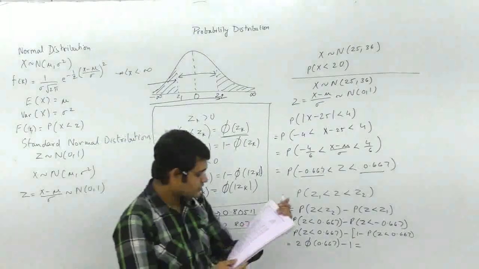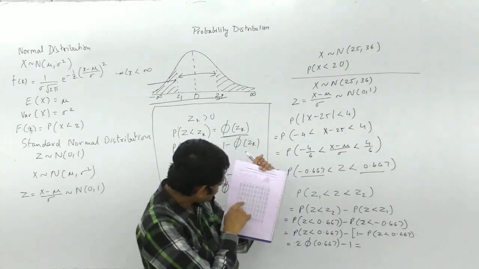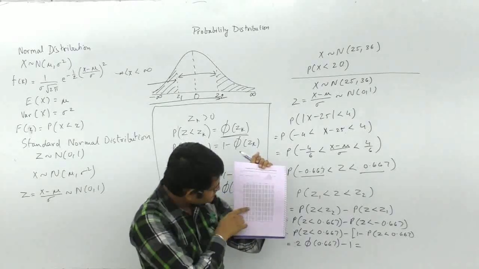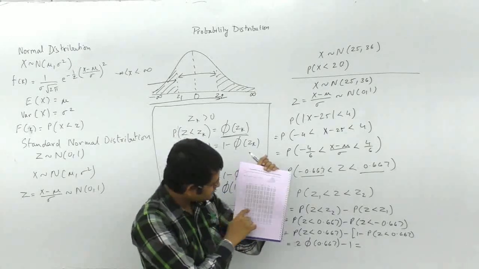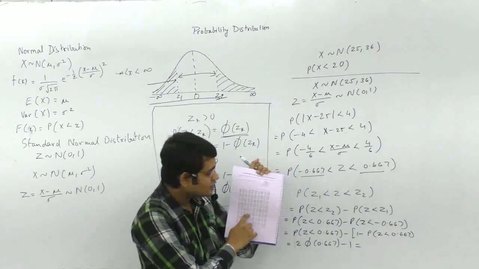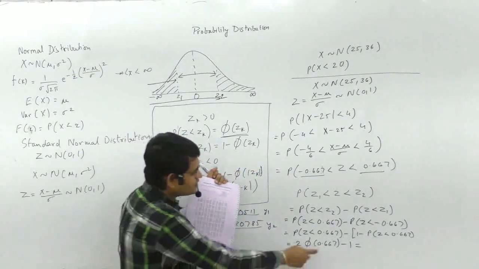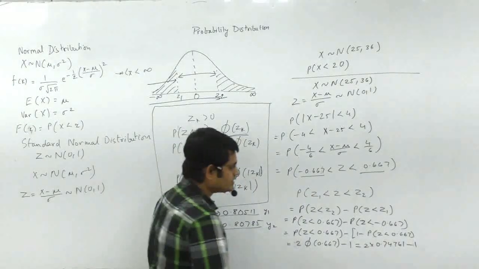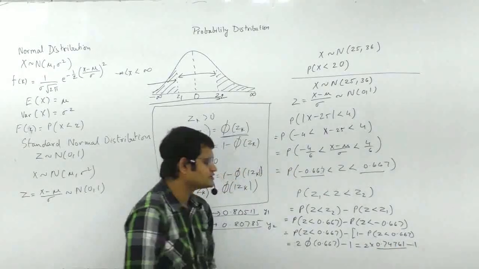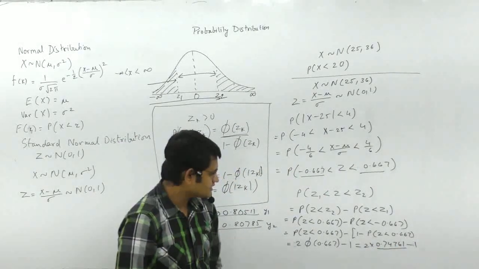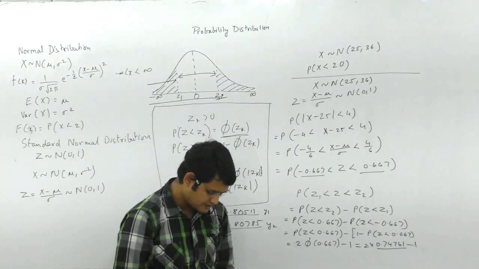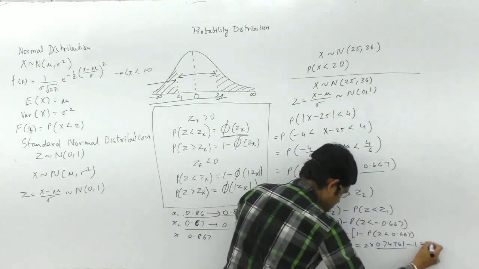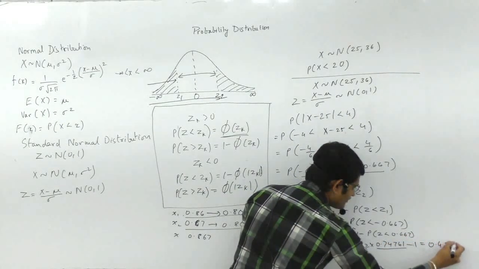So in our formula table book, find 0.66 and 0.67. We take x equal to 0.66 and 0.67, see their probabilities, and use interpolation to find the probability for 0.667. So we are getting our probability using interpolation as 0.74761 and the final answer is going to be 0.49522.